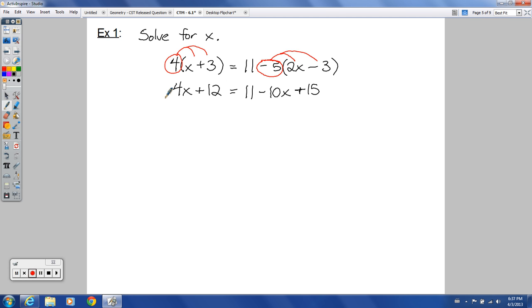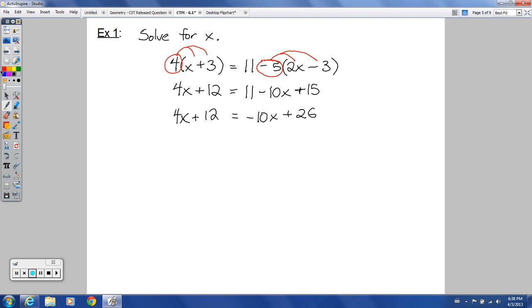So right now on the right side I've got regular numbers here that I can combine like terms. If I have constant terms, those can go together. So I've got 11 and a plus 15 together. That's going to make positive 26. I'm going to write my x's first though. So I would have negative 10x plus 26.